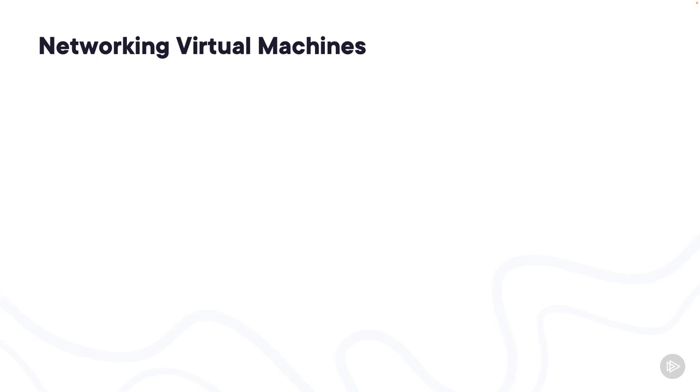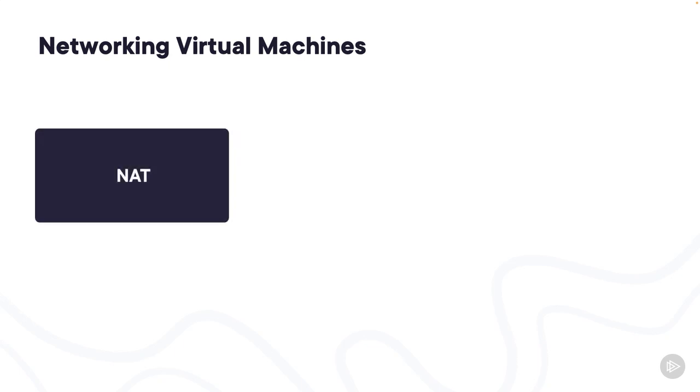Now look at this. We do need to spend a little bit of time understanding the different types of networks available to our virtual machines. The default type, which is NAT, is allowing our virtual machines access to the outside world by using your host machine as a network address translation router.